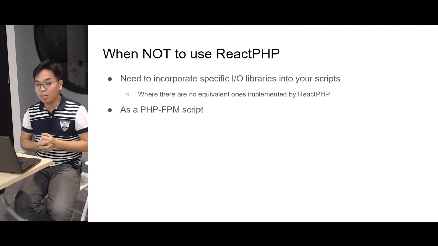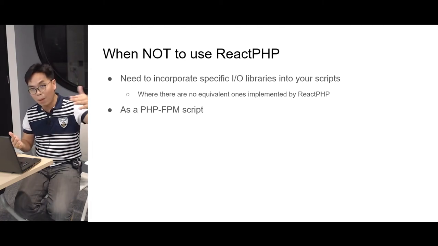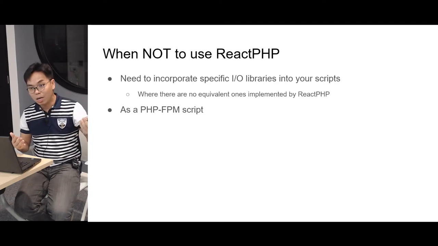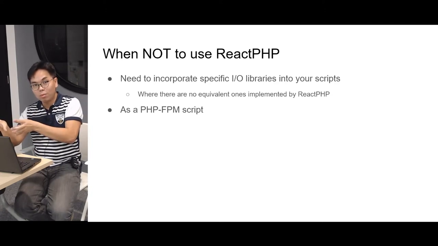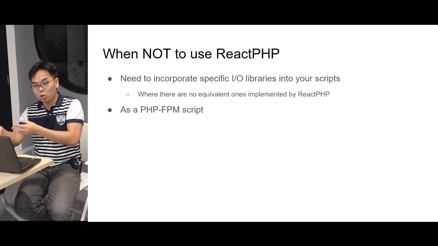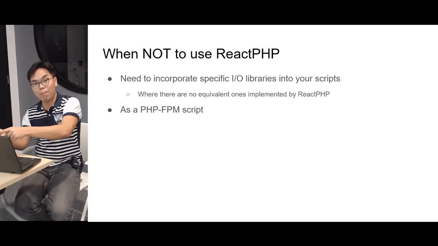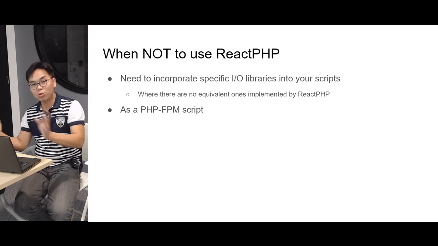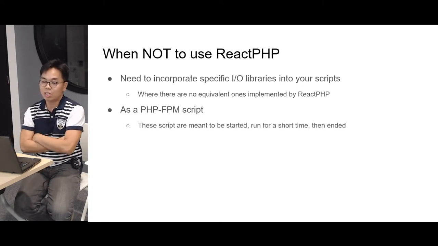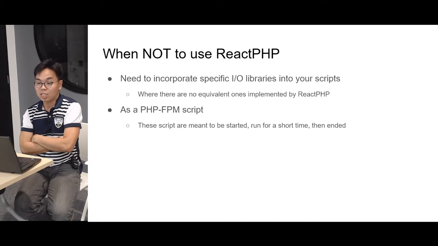And don't use it as a PHP FPM script. That means when you have an Apache or an Nginx, and you write a PHP script, a Hello World PHP script, then you go through Apache. Apache will call the PHP script via the PHP FPM module. Don't use ReactPHP for that. Why? Because these scripts are meant to be started, executed for a short time and then ended. So ReactPHP is not good at all for that.